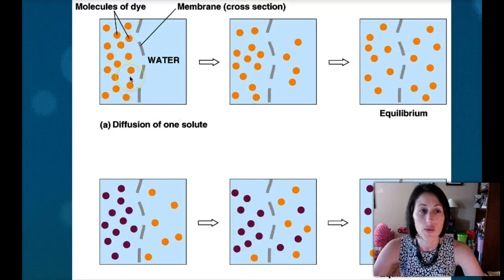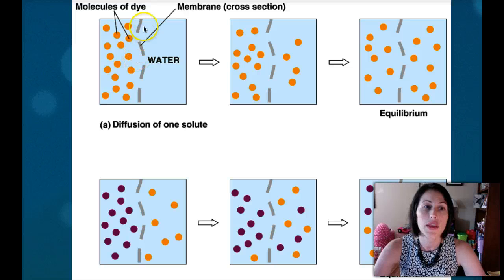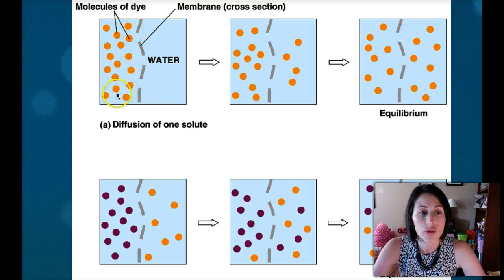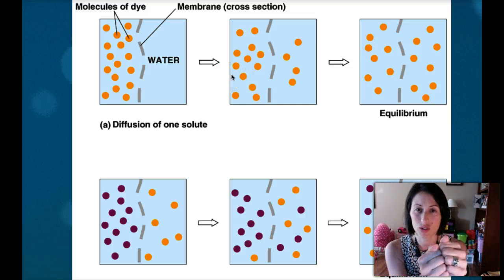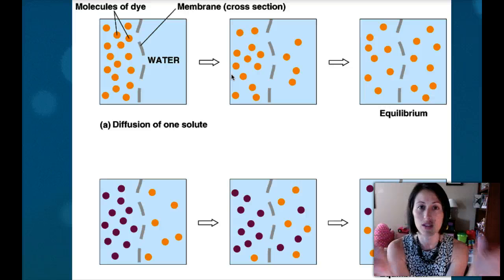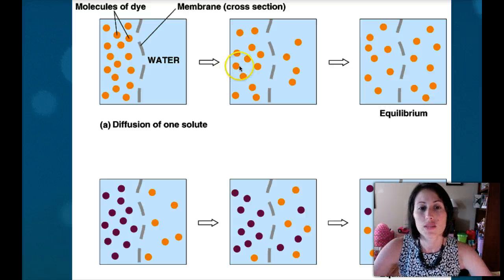Here, we're using again molecules of dye, but here we've got a selectively permeable membrane, which is similar to the cell membrane, okay? So we've got a high concentration of molecules on this side, and we have a very low concentration of those dye molecules on this side. What's going to happen is, because there's such a high concentration, those molecules don't like to be so stuck together, okay? They need their space. So these molecules are going to find their way across the membrane, and they're going to start moving from high to low concentration.